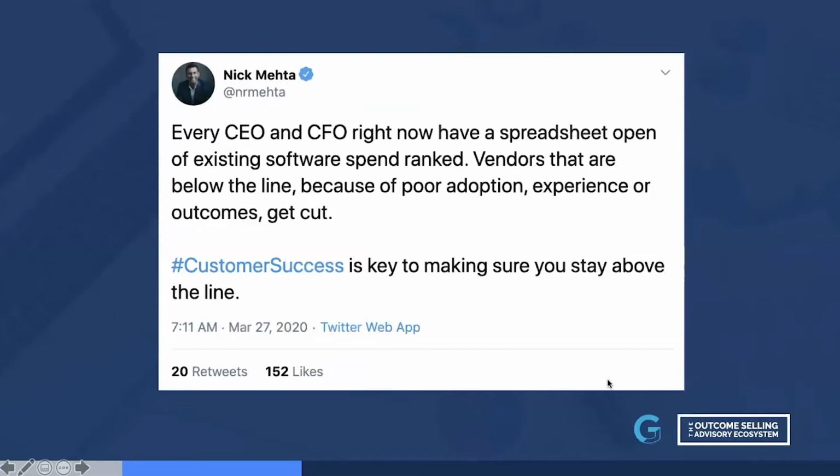So Nick Mehta, who's the CEO of Gainsight, put this up on Twitter and got a lot of attention, which I think there's so much truth to right now. Every CEO and CFO, and probably all of you, spending on some of the vendors that sell into your organizations, probably have a spreadsheet open that basically says there is a line, and are you above the line and you get retained, or are you below the line and you get cut. And basically customer success, whether you have CSMs as a profession, as a role within your company or not, customer success more broadly is the key to making sure that you stay above that line. So there's no better time to think about it than now, because install base, to Chad's point earlier, is the critical thing right now in most businesses.